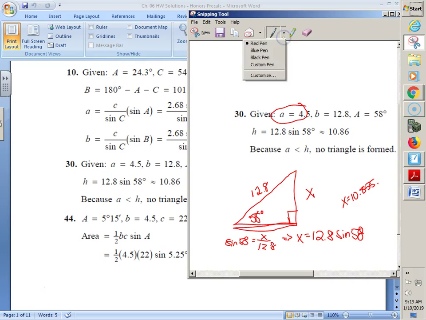Yeah. So they told me make a triangle with this guy. And the problem with making a triangle with that guy is with a 58 and with a 12.8, there's no way to make it connect. Does that make sense? So that's the visual. It's just going to swing.